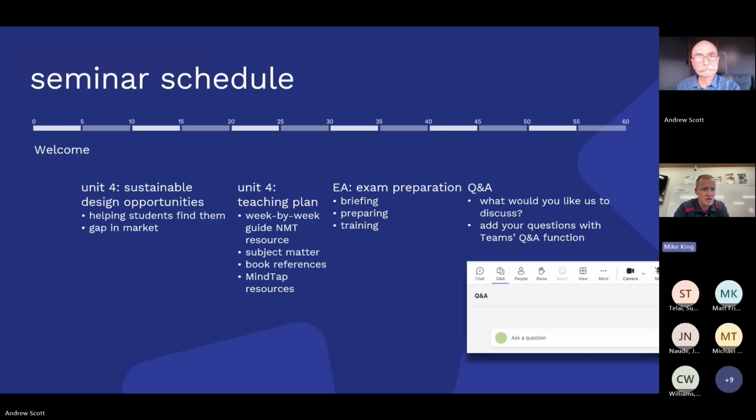I'm going to be talking about sustainable design opportunities and helping students find them, and the gap in the market. I think it's probably been my biggest challenge with Unit 4, getting students through the explore phase more so than the developing and the devising. And Andrew's going to talk about the exam preparation and how that might be useful for you going forward.